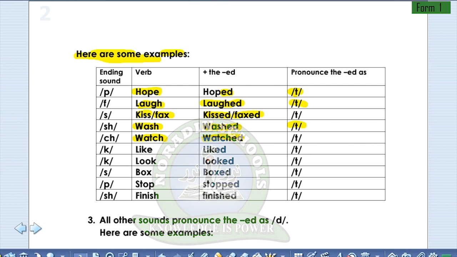Well, the verb like has a K sound at the end, and the letter K belongs to the voiceless letters. Therefore, the ED should be pronounced as T. Like, liked, liked, not "like it." We pronounce the ED as T.